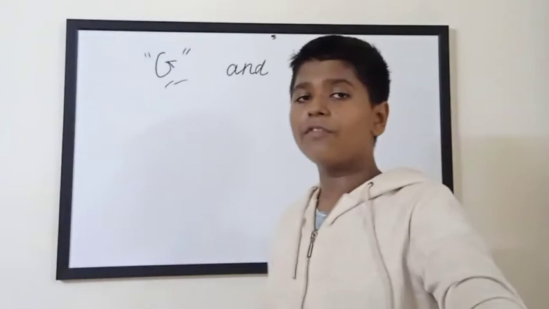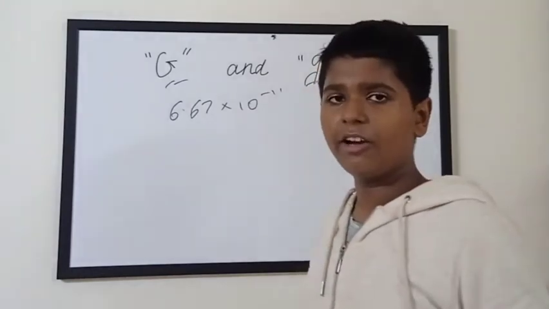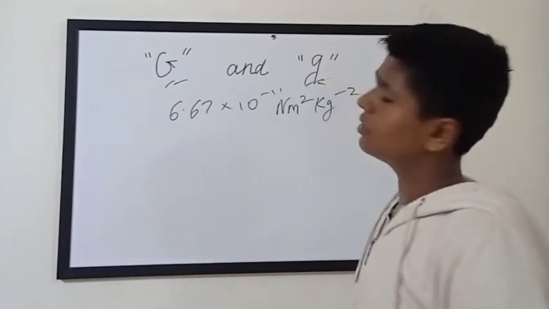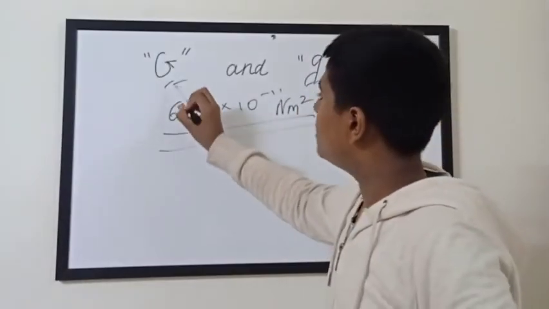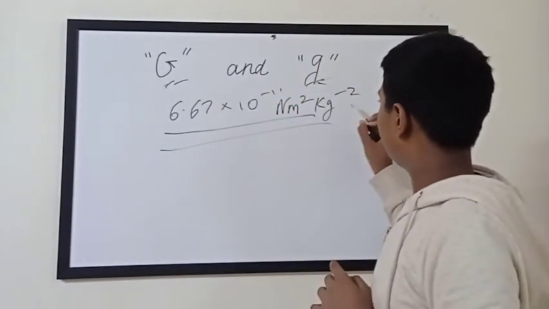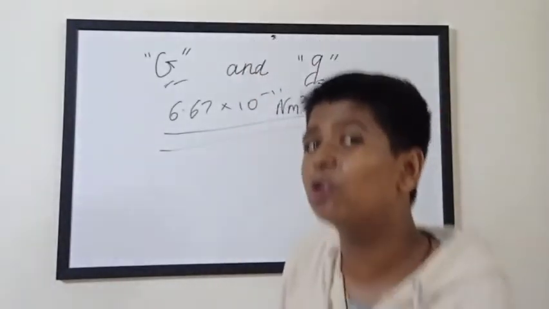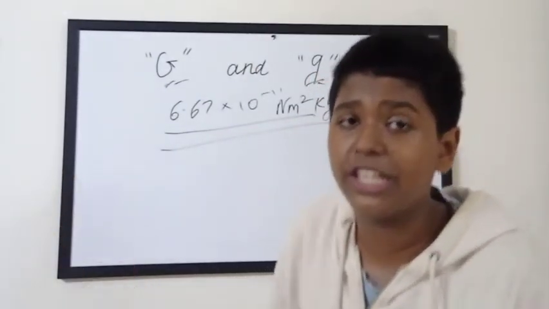Now, the value of this big G, 6.67 into 10⁻¹¹ Newton meter square per kg square. This value will never change. The value of this big G is never going to change. That is why it is called the universal law of gravitation. That is why it is ULG. This value is never going to change whether those two balls are in space, on Mars or on Earth. This value is never going to change.